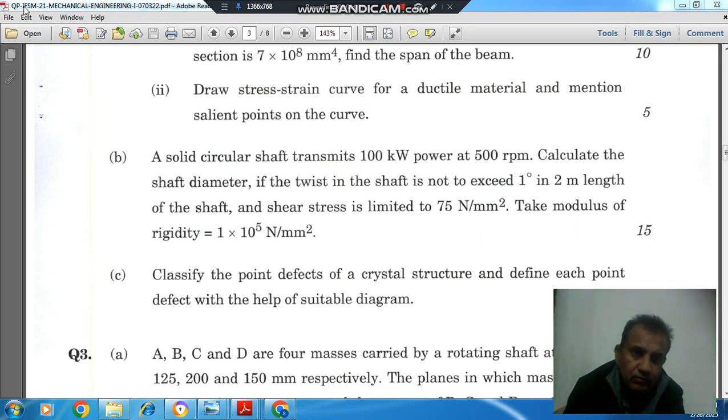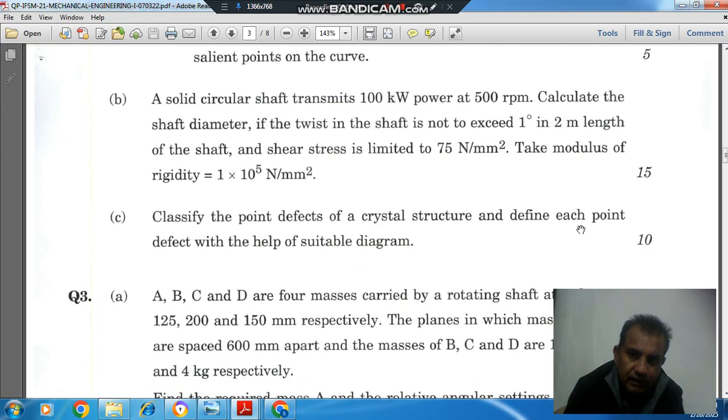Hello, welcome again. We are solving Indian Forest Services Mechanical Engineering Paper 1 of year 2021. Question number 2C. Classify the point defect of a crystal structure and define each point defect with the help of suitable diagram.